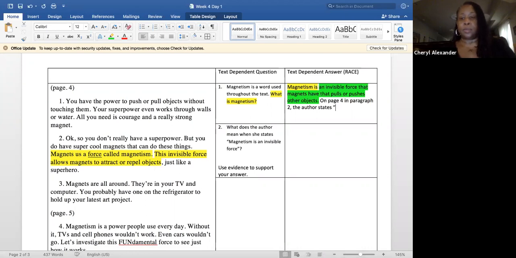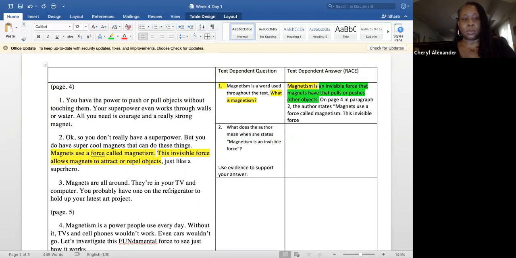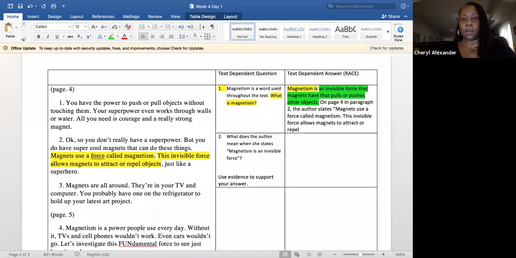So, magnets use a force called magnetism. This invisible force allows magnets to attract, to pull toward, right? Or repel, to push away, objects.